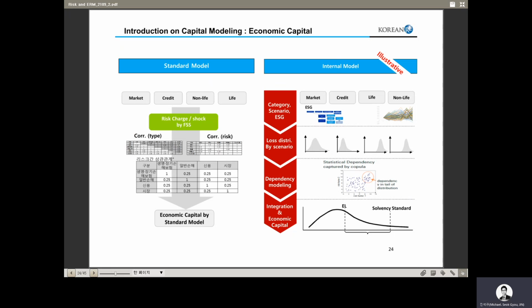It requires us to define our risk categories and scenario definitions first, and by using our statistical tools, DFA, as explained earlier, we set up a loss distribution, model dependencies, and finally integrate. This is very brief, just so you understand that there are differences between standard and internal.